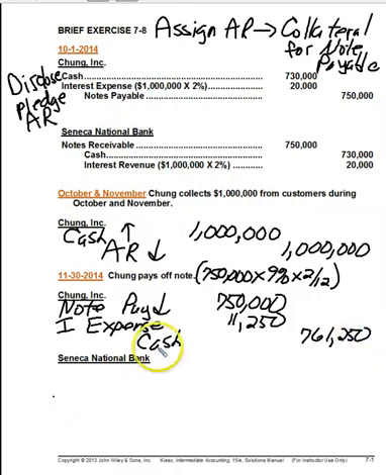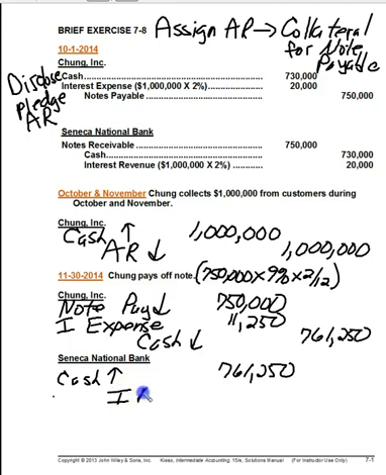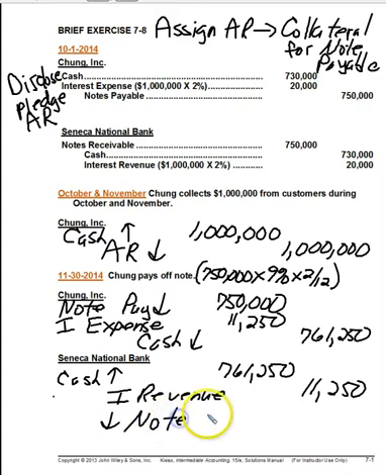Okay, so then the total cash paid is going to be both principal and interest, $761,250. And then for the bank, that cash will come into the bank, $761,250. They will have interest revenue coming in, that $11,250. And then for them, they'll get rid of this notes receivable. No longer will they have that. I'm just going to abbreviate that, $750,000. Okay, so that's brief exercise 8.